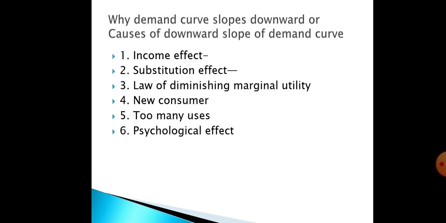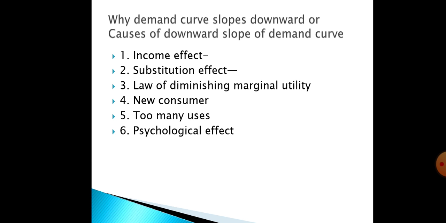Now we talk about the reasons that underlie the law of demand. Income effect. When the price of a commodity falls, it increases the real income of the consumer because it enables him to spend less to buy the same quantity. Whereas if price rises, then his real income falls because he has to spend more of his income to buy the same quantity. This is known as the income effect.